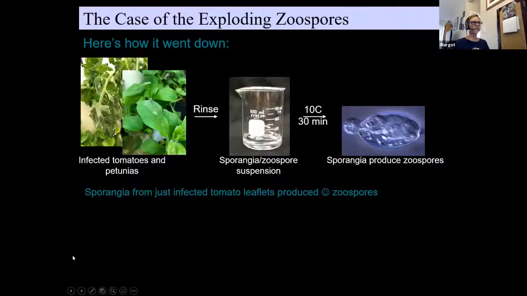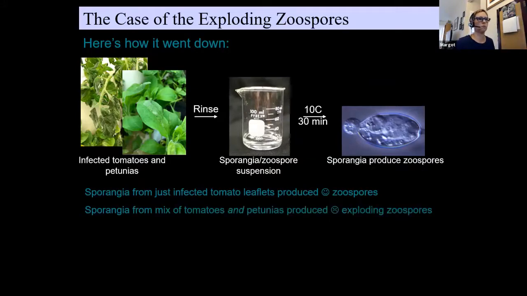That's what I would normally see on any given day if I was just using my tomatoes as my source of spores. But on this day, like I said, my tomatoes were in trouble. I wasn't getting enough spores, and I threw in some petunias because I had some infected petunias. So here's some petunias here that have some spores. So I threw them all together and did the usual. Threw them in the fridge, checked on them in 30 minutes, and what I saw was zoospores exploding, and that's when I kind of panicked.